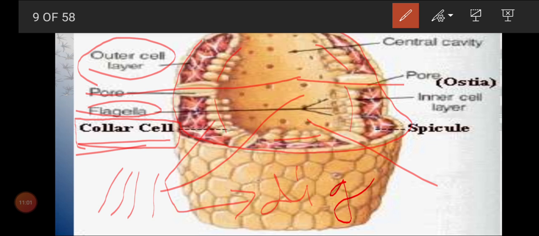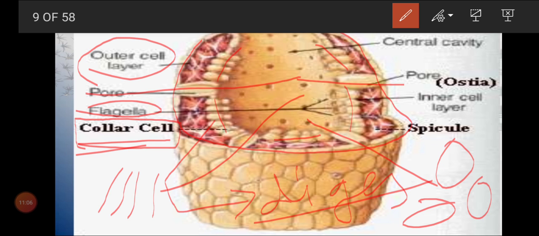So in the collar cell we can see food vacuoles. Inside the collar cells we can see the food vacuoles. These food vacuoles will have enzymes. How we have learned in amoeba, no? There we can see food vacuoles. Digestion will take place intracellularly. That's why we call it intracellular digestion.